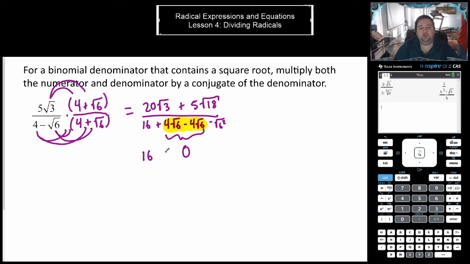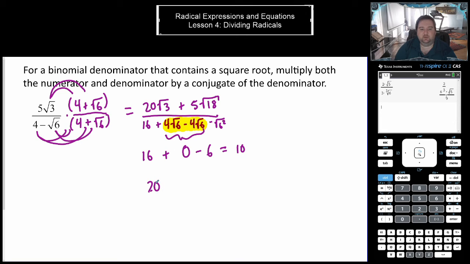So in the denominator here, you now have 16 plus 0. And when you have a square and a square root, what did we say happens? They cancel out. So this just turns into minus 6. So this whole bottom denominator just got massively simpler because all you have left is 16 minus 6, and that's 10. So your denominator is now 10.